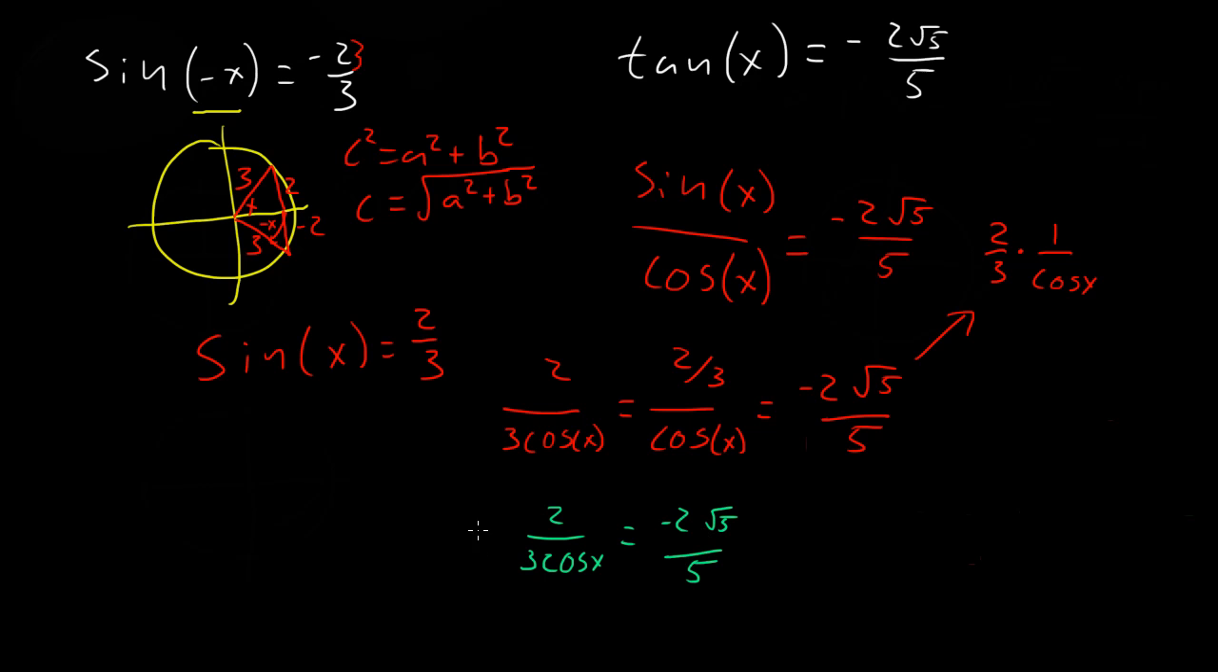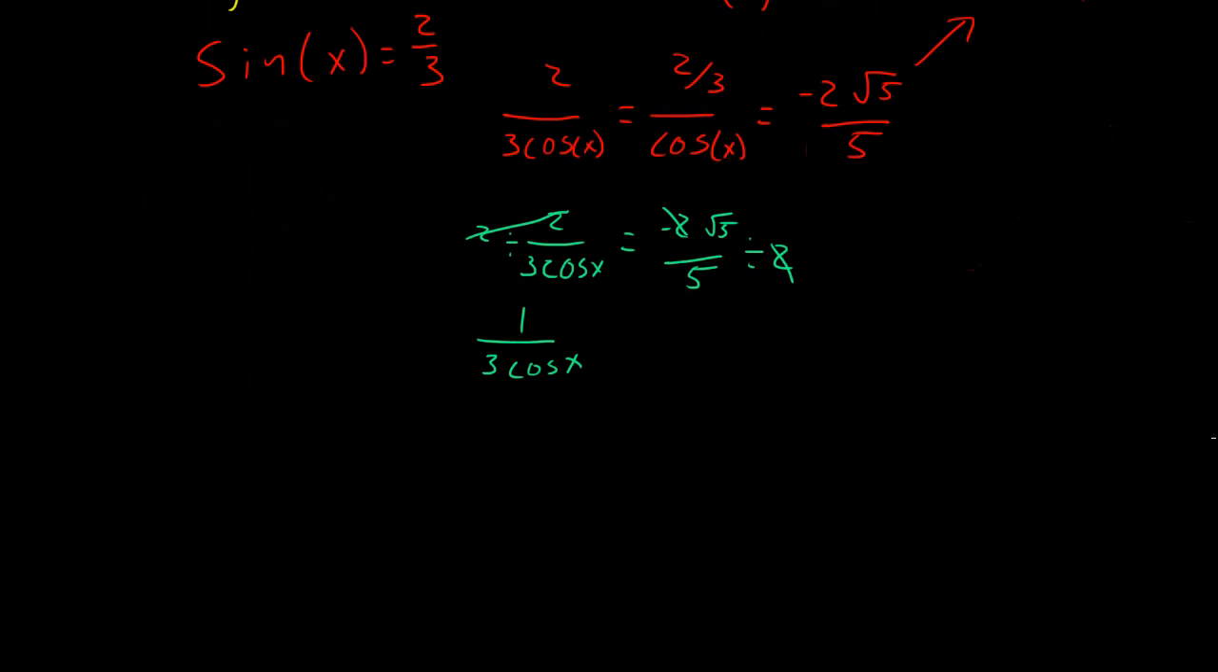So now we can divide both sides by 2. So we can say 2 divided by that, and this divided by 2. Alright, so that means our 2's over here cancel out, our 2's over here cancel out, and we are left with 1 over 3 cosine x. Let's go ahead and scroll down here. That means 1 over 3 cosine x is equal to root 5 over 5.